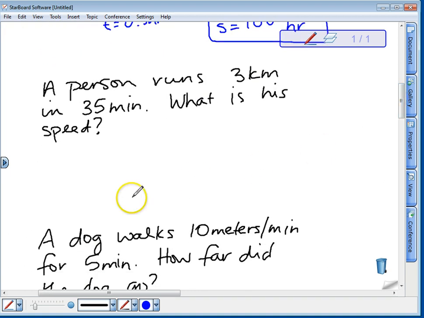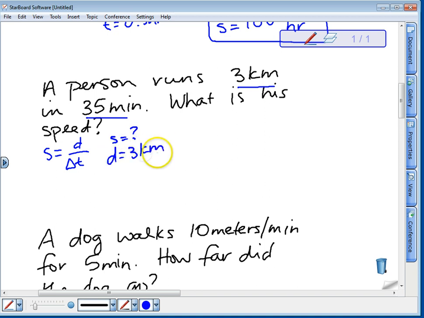Let's look at this one. A person runs 3 kilometers in 35 minutes. Again, my formula is speed equals distance over time. I don't know my speed, but I do know that my distance is 3 kilometers and my time is 35 minutes. So I can plug in speed equals 3 kilometers over 35 minutes.